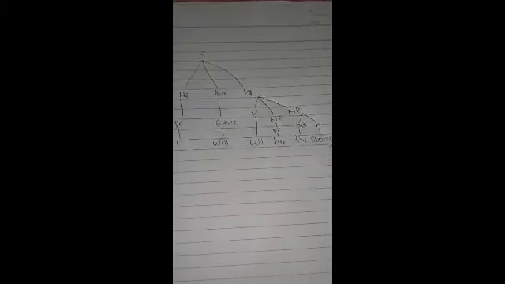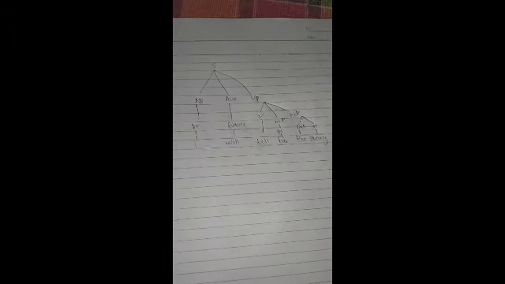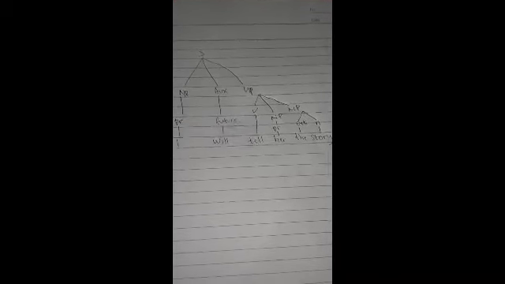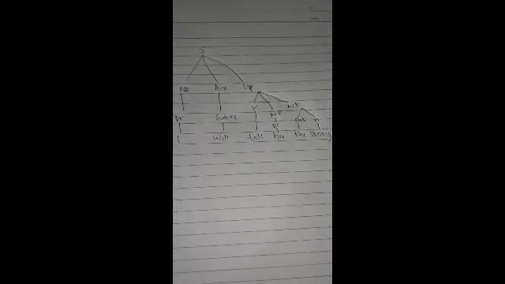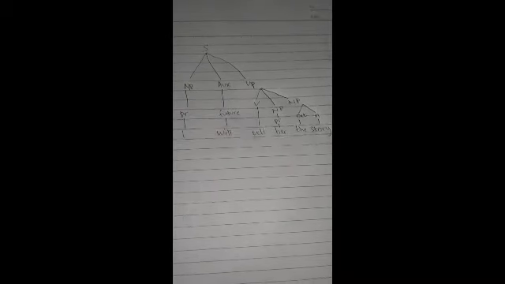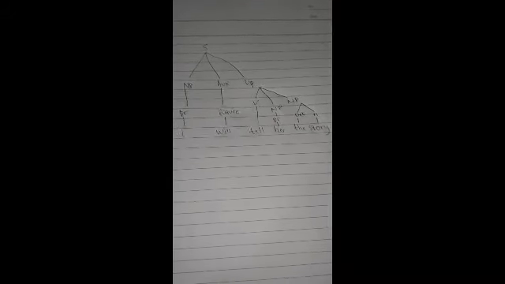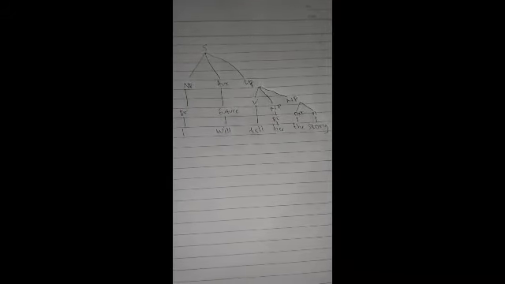The VP here, we have a verb with two noun phrases. The noun phrase here consists of a pronoun. The auxiliary is just that. The VP consists of V followed by NP followed by a second NP. The second NP consists of a pronoun. And the third NP consists of a determiner followed by a noun.